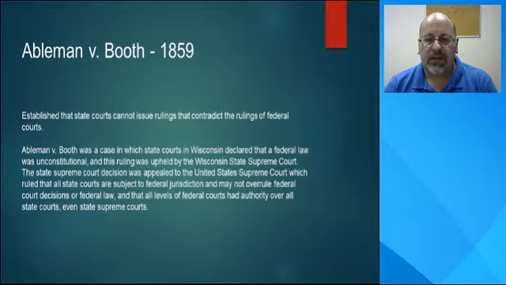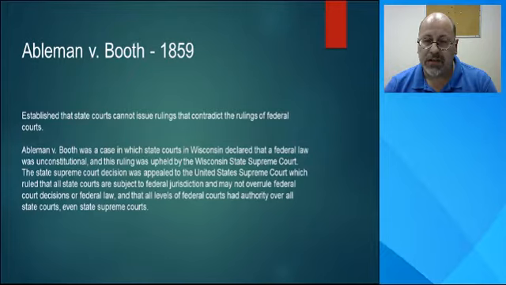Next, let's look at Ableman versus Booth of 1859. This case established that state courts cannot issue rulings that contradict the rulings of federal courts. Ableman versus Booth was a case in which state courts in Wisconsin declared that a federal law was unconstitutional, and this ruling was upheld by the Wisconsin Supreme Court.